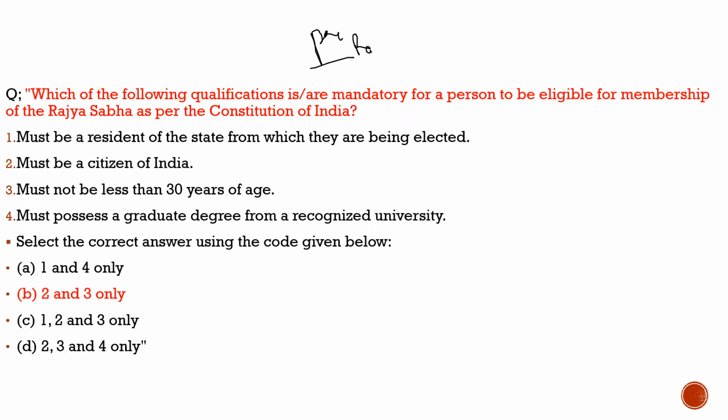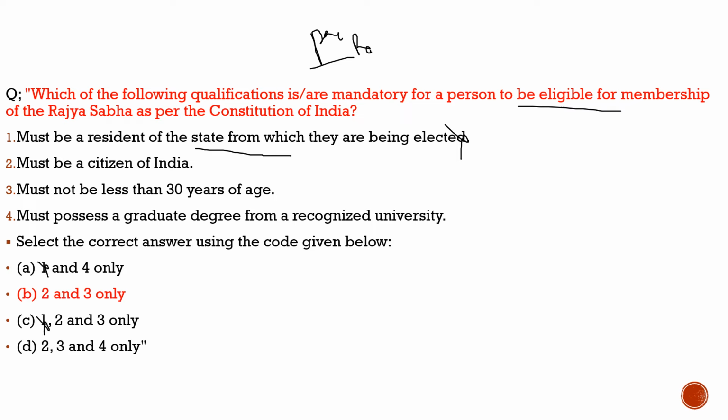Very easy question, most of you can easily answer it. Here the question says, which of the following qualifications are mandatory for a person to be eligible for membership of the Rajya Sabha as per the Constitution of India? First statement, he must be a resident of the state from which they are being elected. Totally incorrect, even though it was earlier the case, but it was amended then. So the first statement is incorrect.